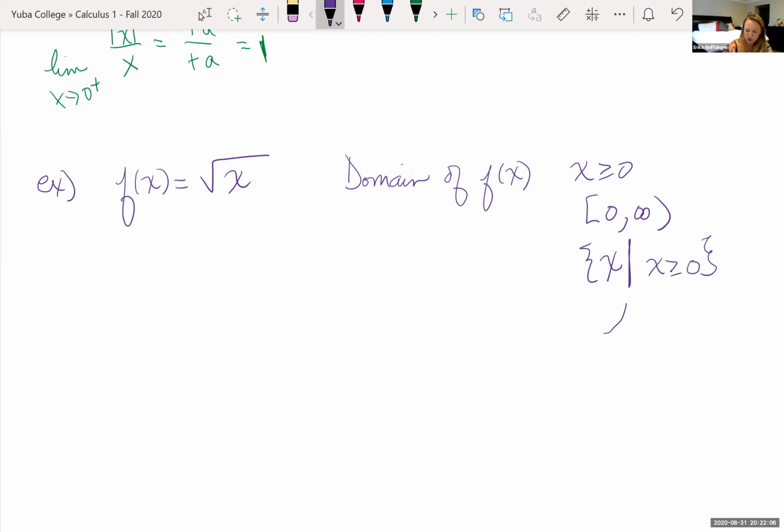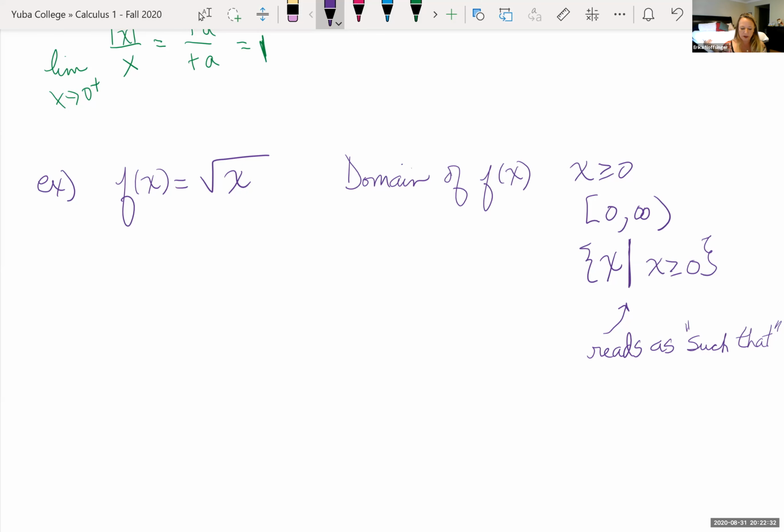This vertical line here reads as "such that." So this says the set of x such that x has to be greater than or equal to 0. Those are three different ways you can express the same thing.